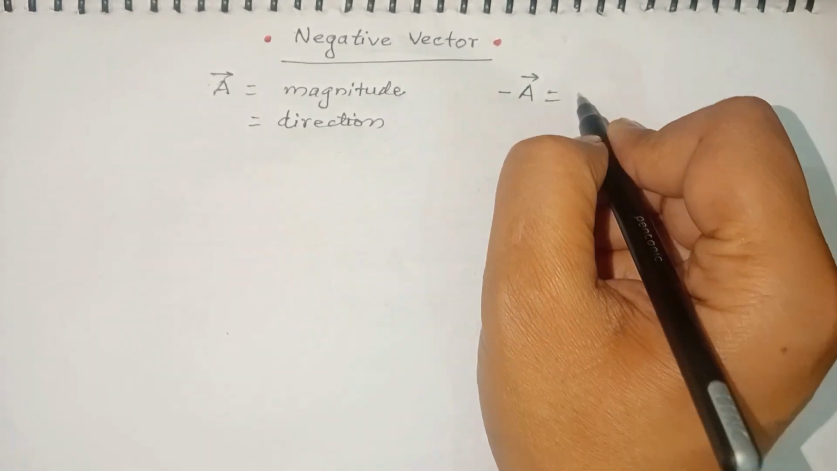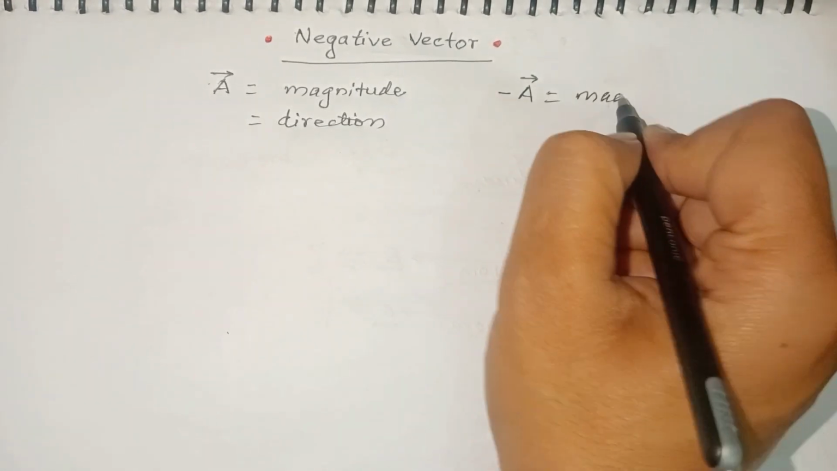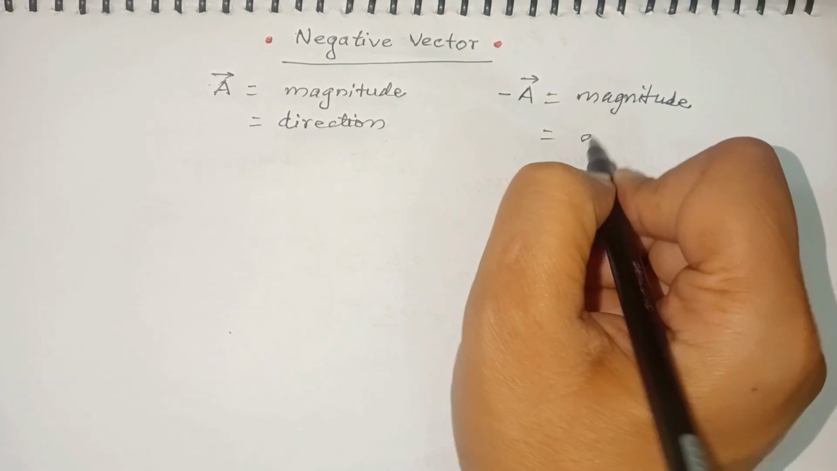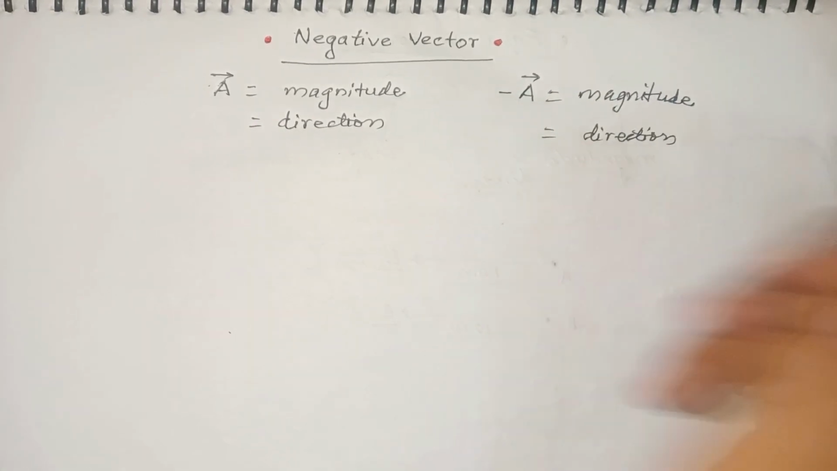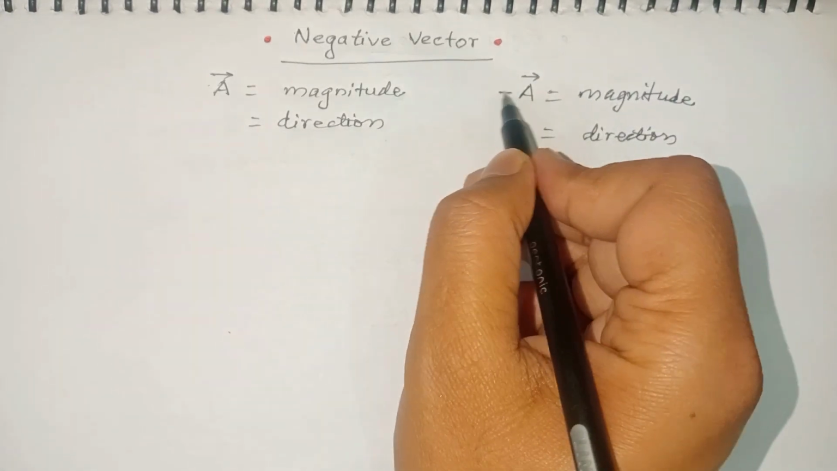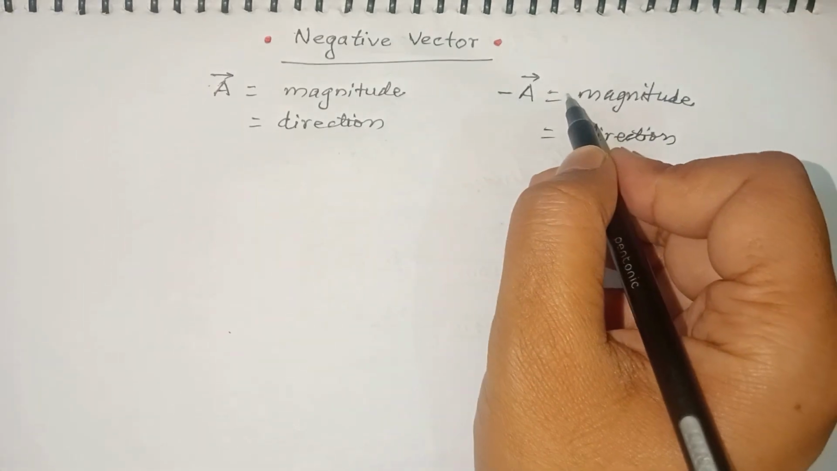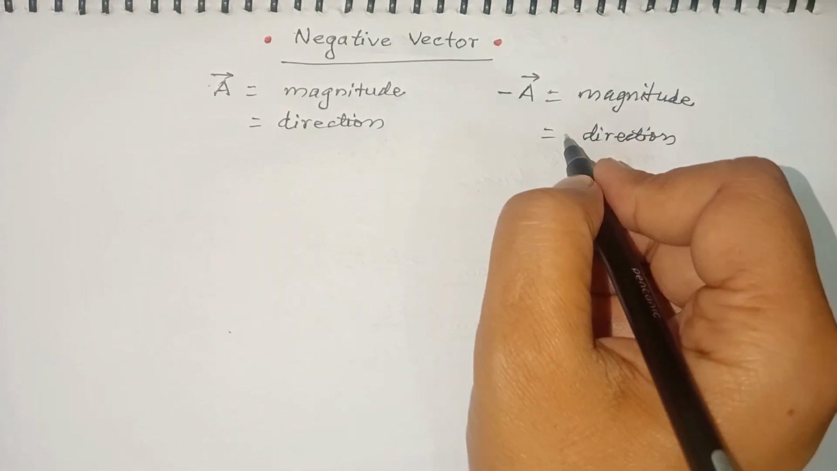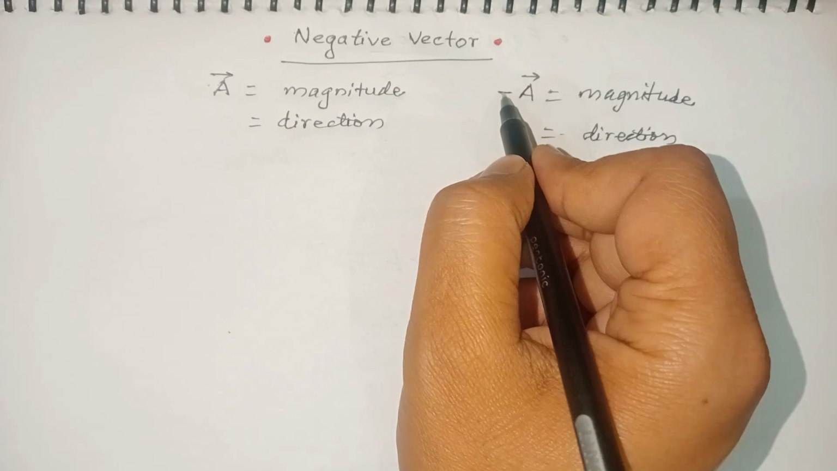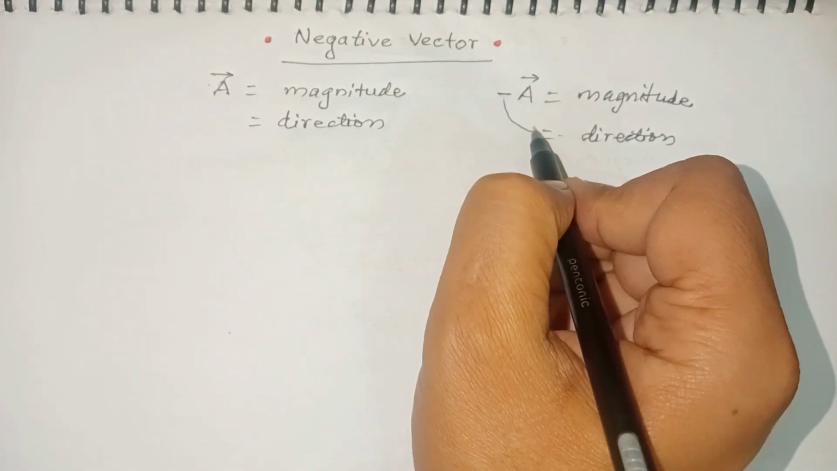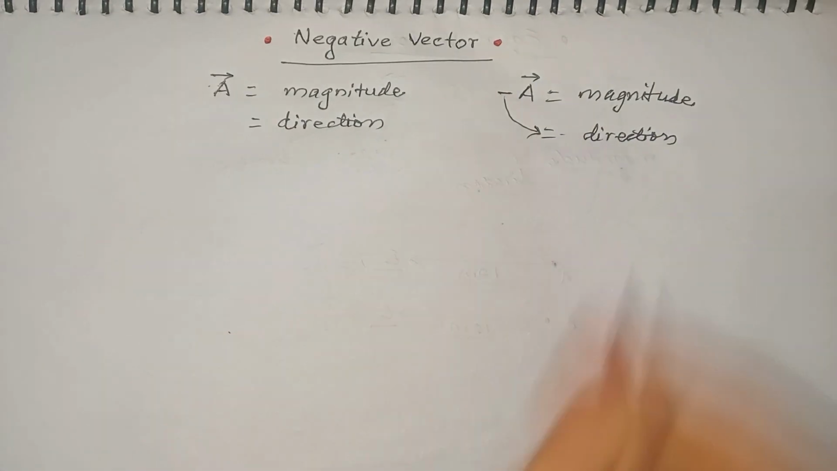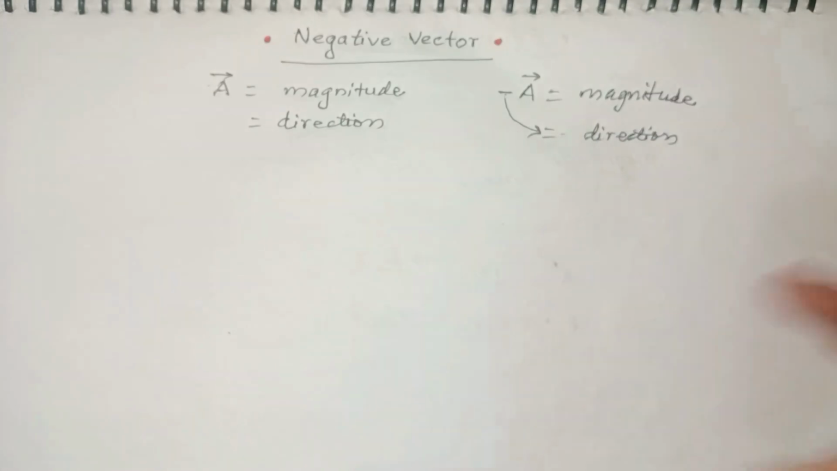This is also a vector, so it will also have magnitude and direction, because this is a vector. And this is the negative vector. Negative means not minus magnitude but minus direction. This negative sign will go with the direction. It means the negative sign will act on the direction. It means the direction will be reversed.